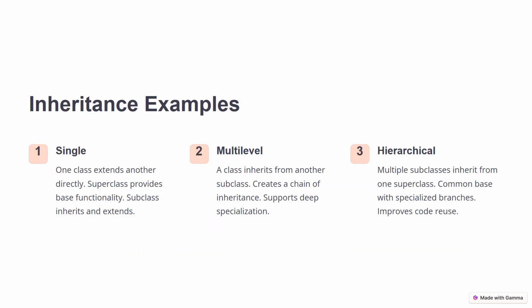Inheritance example. A single inheritance. One example is one class extends another directly. Superclass provides the base functionality. Subclass inherits and extends. Multi-level inheritance: a class inherits from another subclass, creating a chain of inheritance, which supports deep specialization. Hierarchical: multiple subclasses inherit from one superclass. Common base with specialized branches improves code reuse.